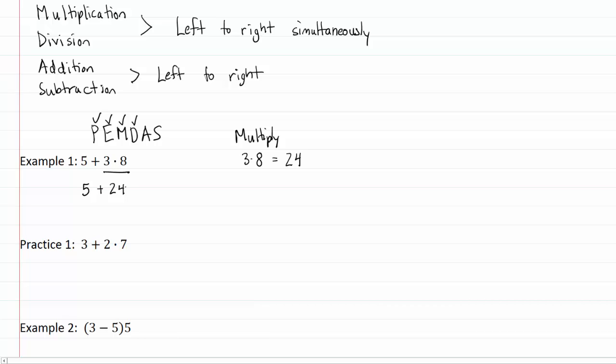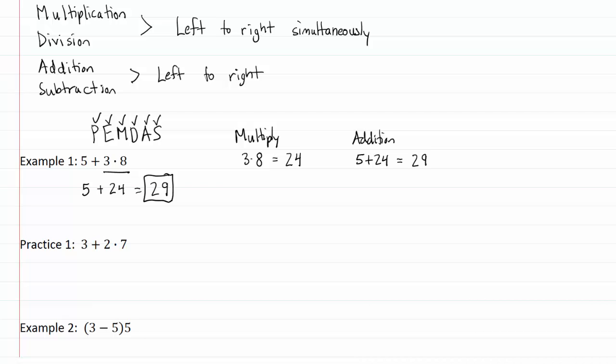Now the addition and subtraction at the end are done simultaneously, left to right. I've got 5 plus 24 as the only operation left, so I'm going to have to do the addition. Now I'm going to add 5 and 24, and those are both positive, so I'm going to get larger. That's going to be 29, just adding the 4 and the 5, keeping the 2. And that's my final answer. I've done the addition, and there's no subtraction. It's all complete. Now I'd like you to pause this video and try practice problem 1.